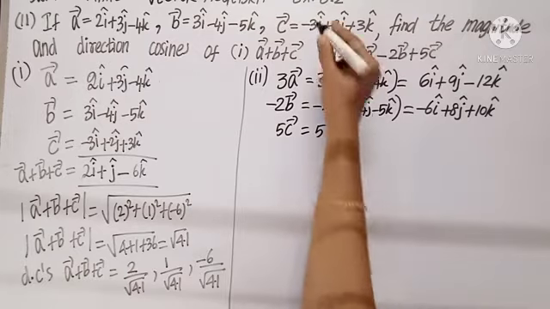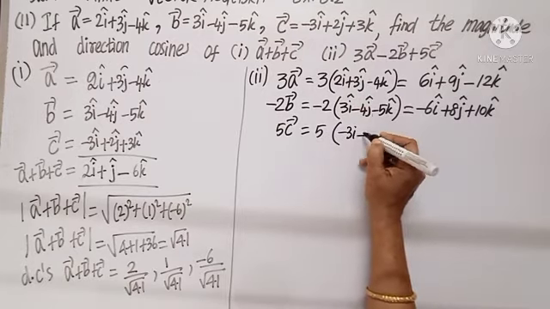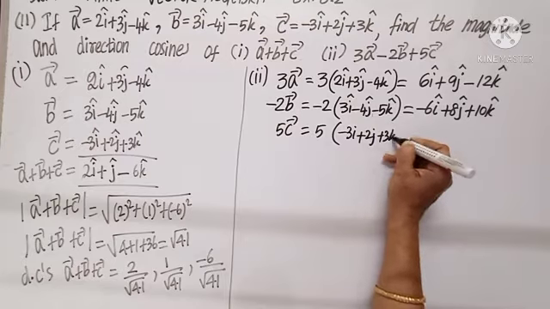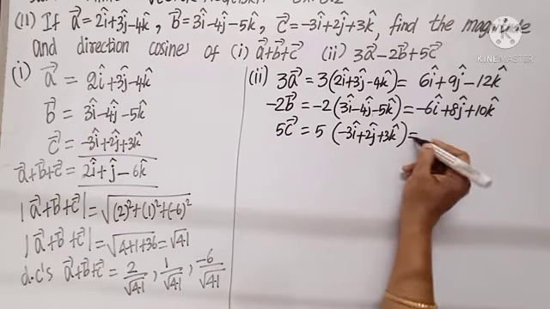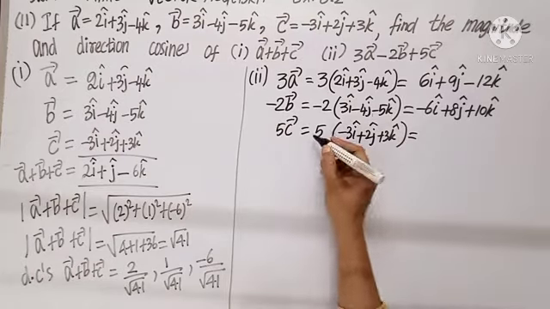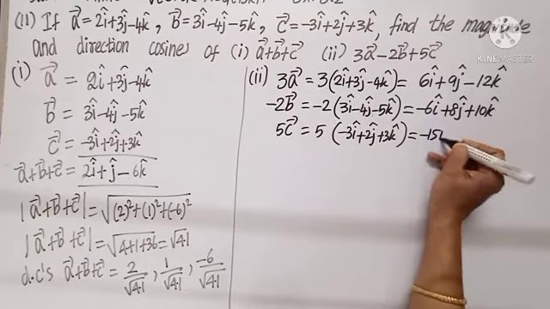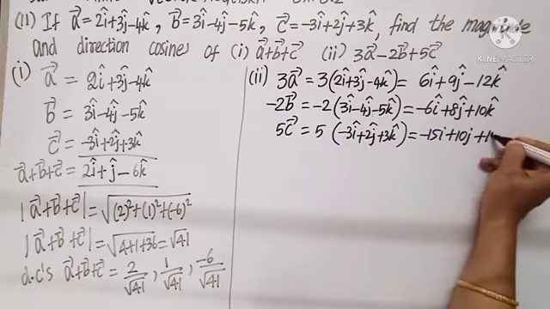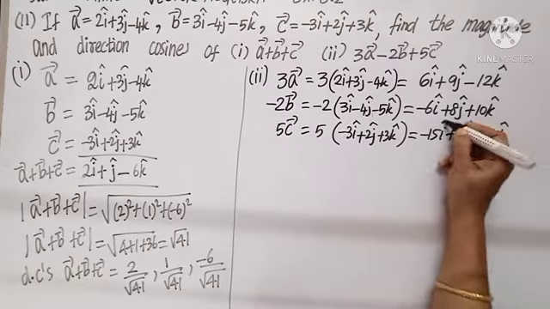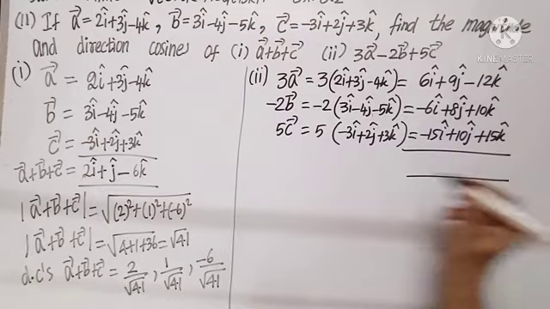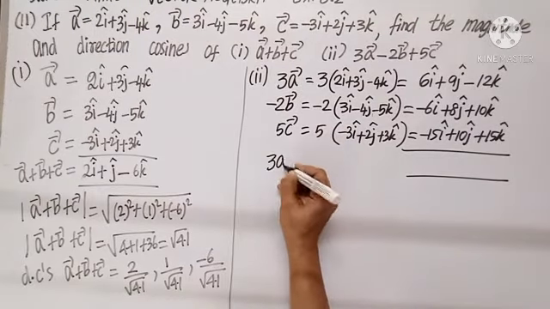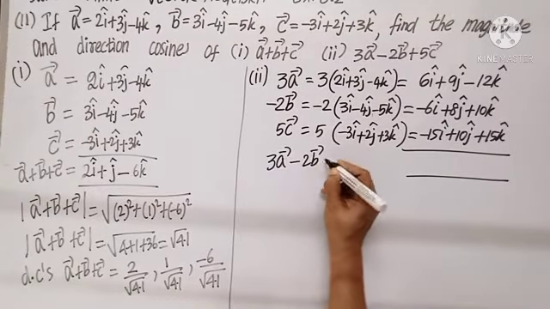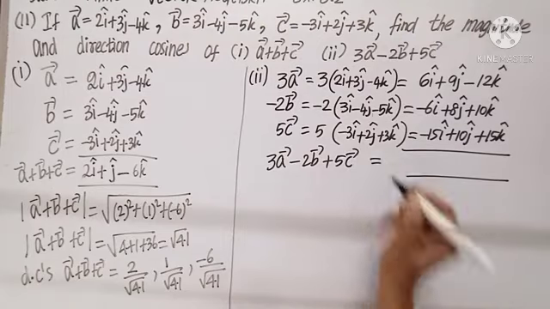5 into, what is c vector? It is minus 3i plus 2j plus 3k. As we multiply each component by 5, 5 into minus 3, 5 into 2j, 5 into 3k. And now, my question is to add it all: 3a vector minus 2b vector plus 5c vector.